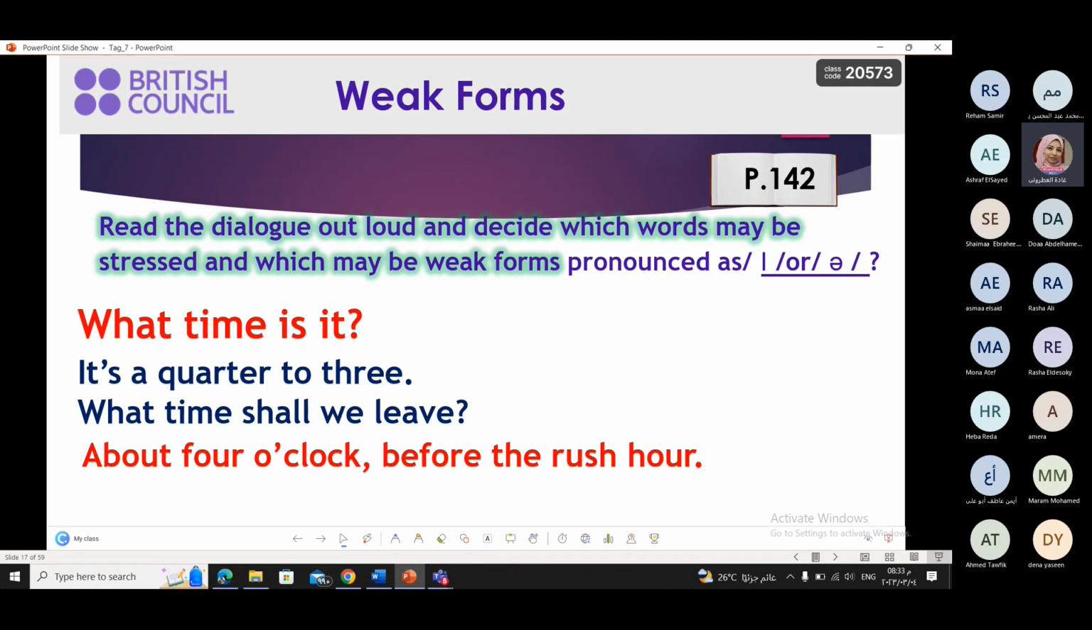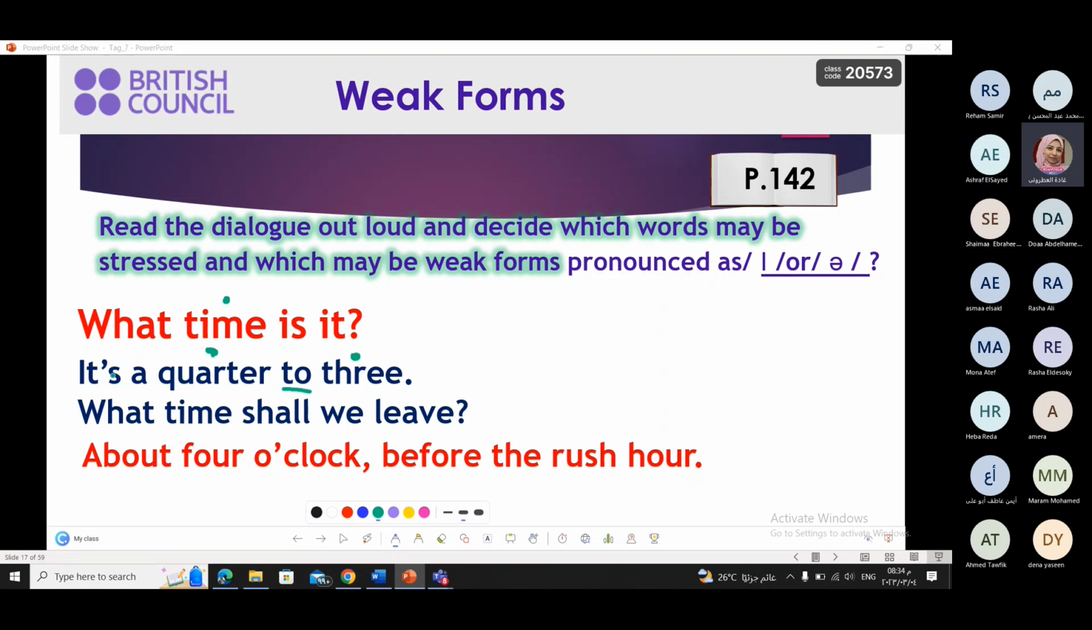Okay, thank you, Mr. Ashraf, for drilling. Let me ask you, what are the stressed words here? Mr. Ashraf, can you answer? What time? Yes, there is stress on time. And in the answer, what are the stressed words? Three and quarter. Okay, yes, thank you.